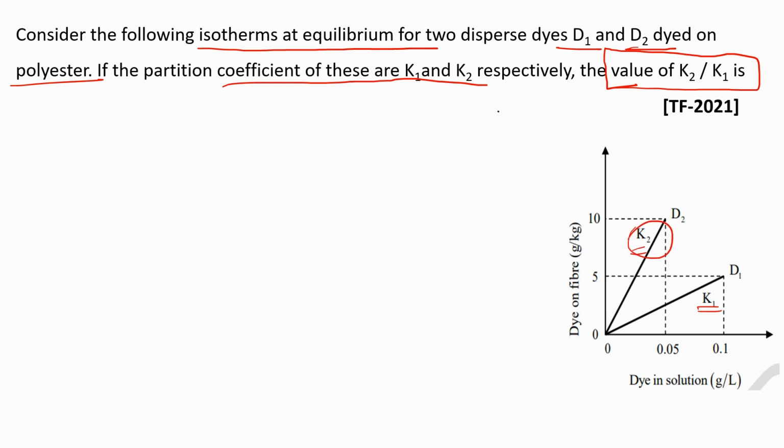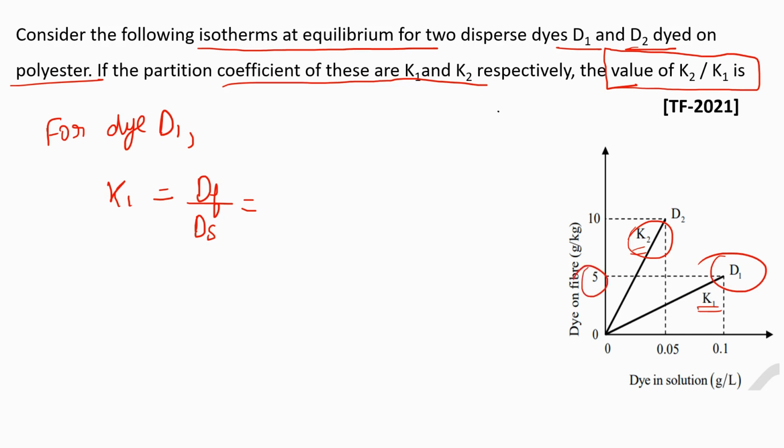For the dispersed dye D1, the formula for the partition coefficient is dye in fiber upon dye in solution, that is Df upon Ds. This is the general formula for the partition coefficient. If we talk about D1, the dye in fiber is 5 and the dye in solution is 0.1. So 5 upon 0.1 comes out to be 50.